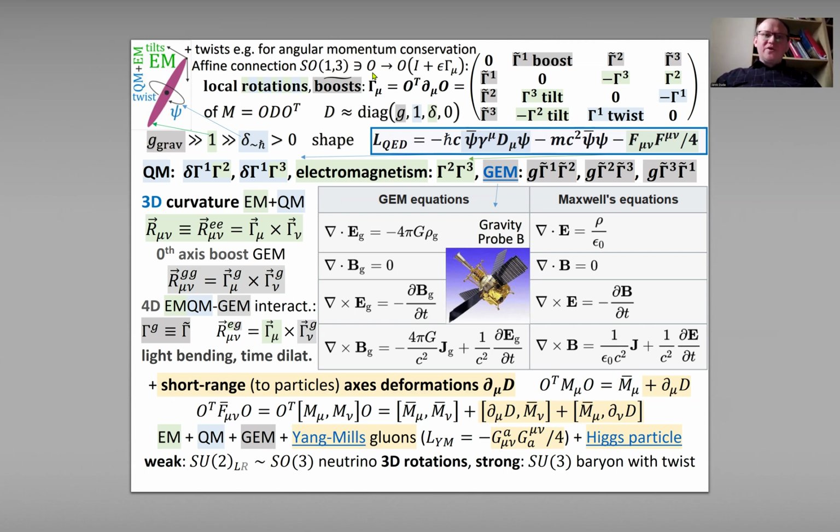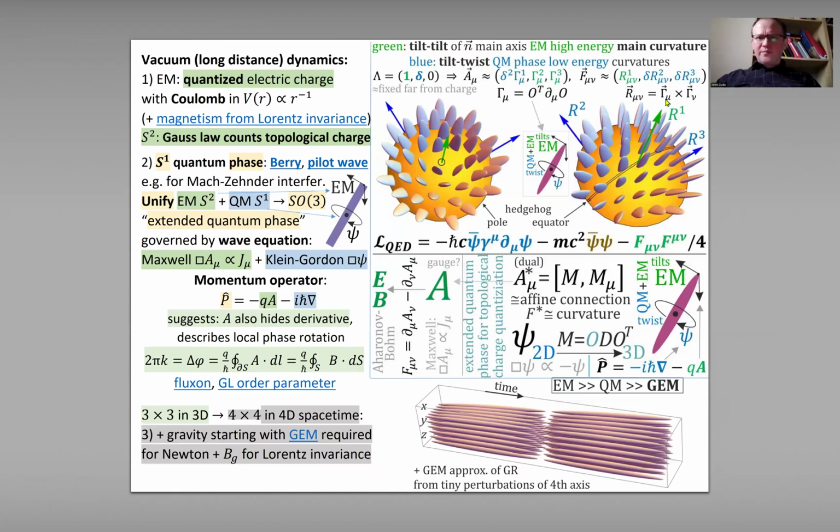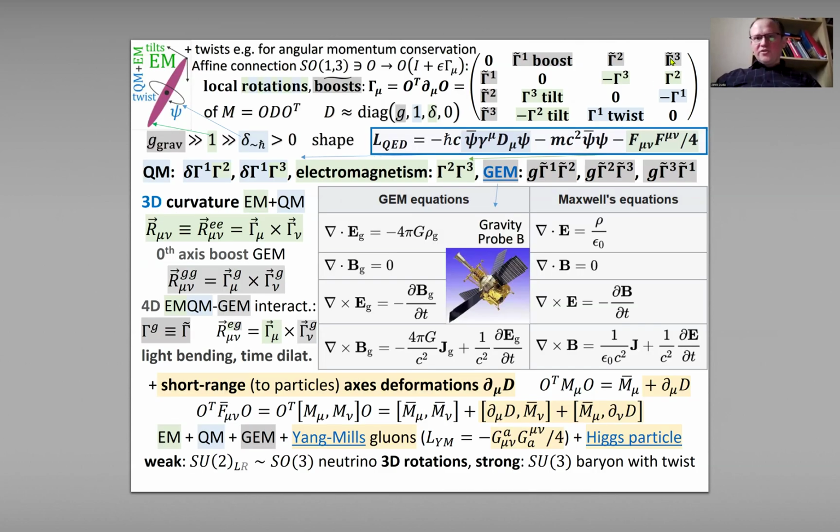So now the final rotations of this object. Here is the spatial rotation. We have the tilts, the high energy tilts, plus a low energy twist, the blue line, and finally for Lorentz invariance we also need the boosts. So there are also boosts here, which have different sign here.